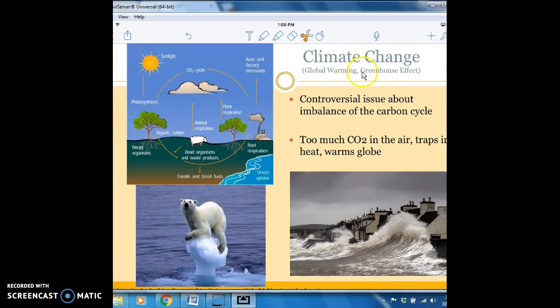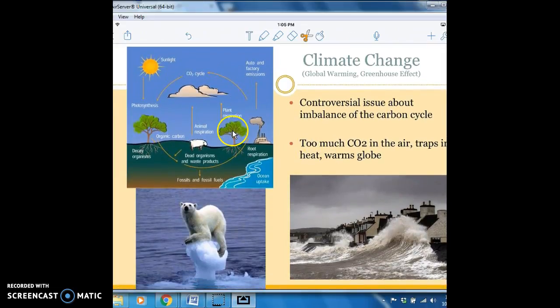Climate change, or global warming, greenhouse effect, is a controversial issue about the imbalance of the carbon cycle. It's when too much CO2 is in the air and it traps in the heat and warms the globe. So we've got millions of years worth of fossil fuels in the ground, and then it's burnt as we use it for energy, and then it makes too much. It puts an imbalance up in the atmosphere, traps in the heat, and then it warms the globe, melts the icebergs, and then raises the sea level.